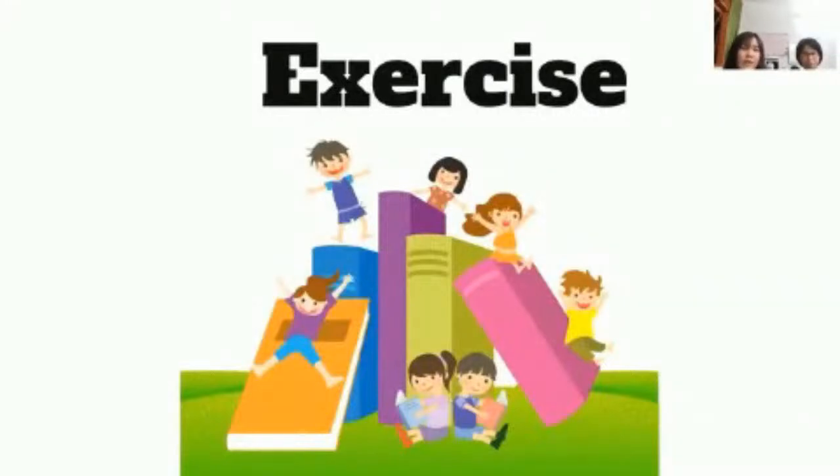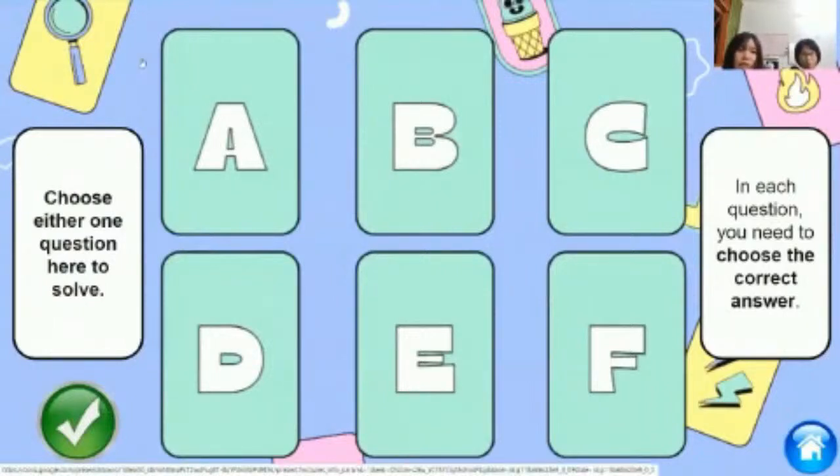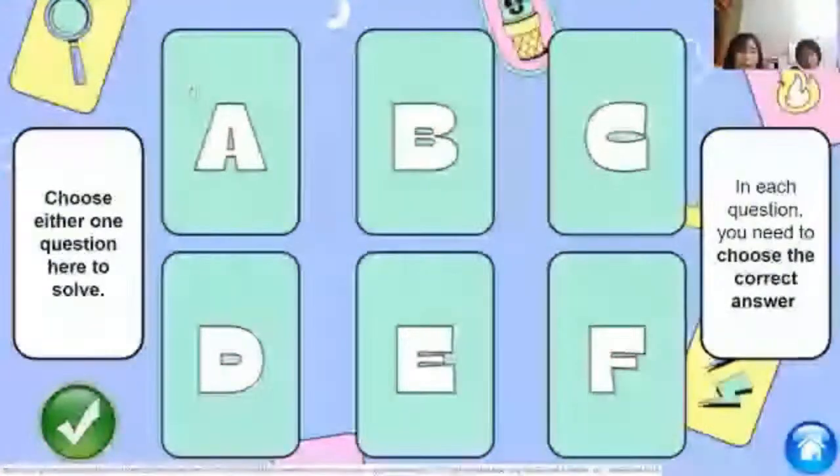Okay, so next we will move on to the exercise session after they learn about the formula of cube and cuboid. For this session, it consists of a total of six questions. So pupils will choose any one of the questions here to solve. And in each question, students need to choose the correct answer.